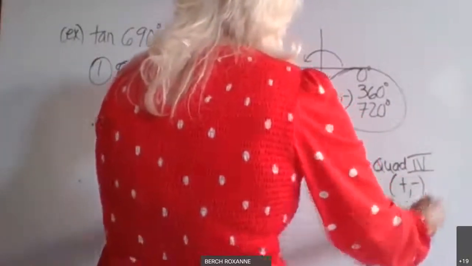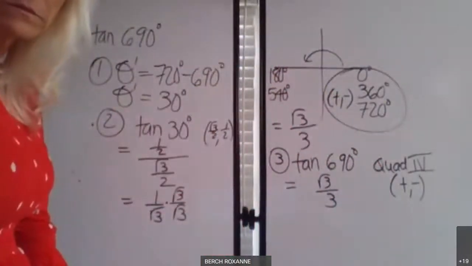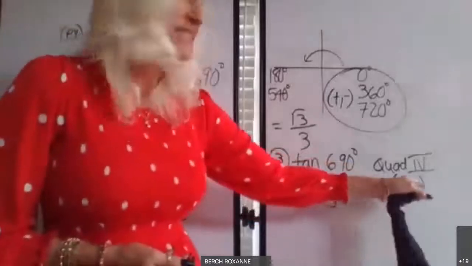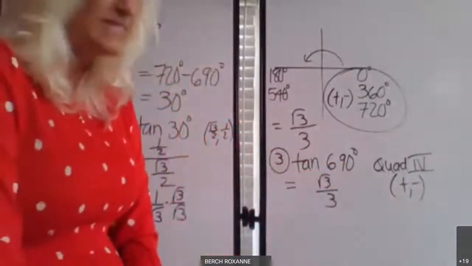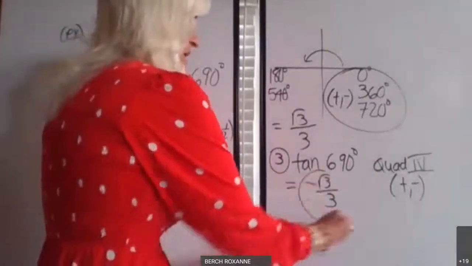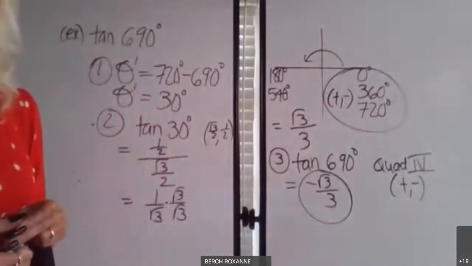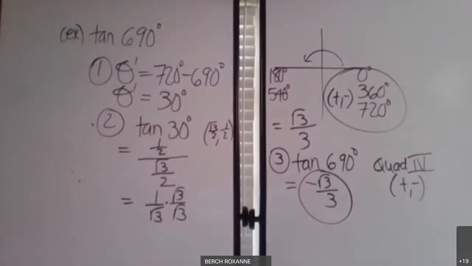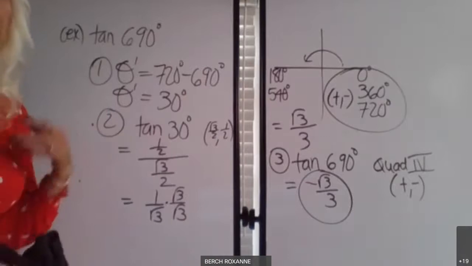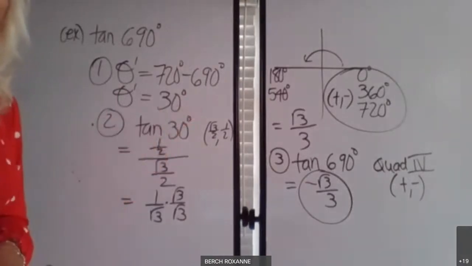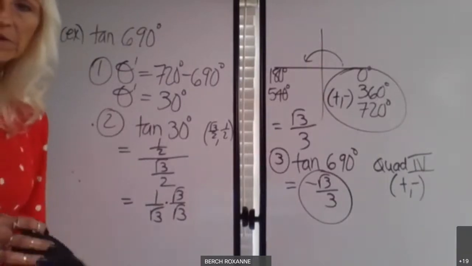So what's tangent then? Well, cosine is positive, sine is negative, and tangent is y over x, right? So what's a negative divided by a positive? Negative. A negative divided by a positive is negative. So lots of radicals, lots of rationalizing, like every day. Yeah, we're just getting into it.